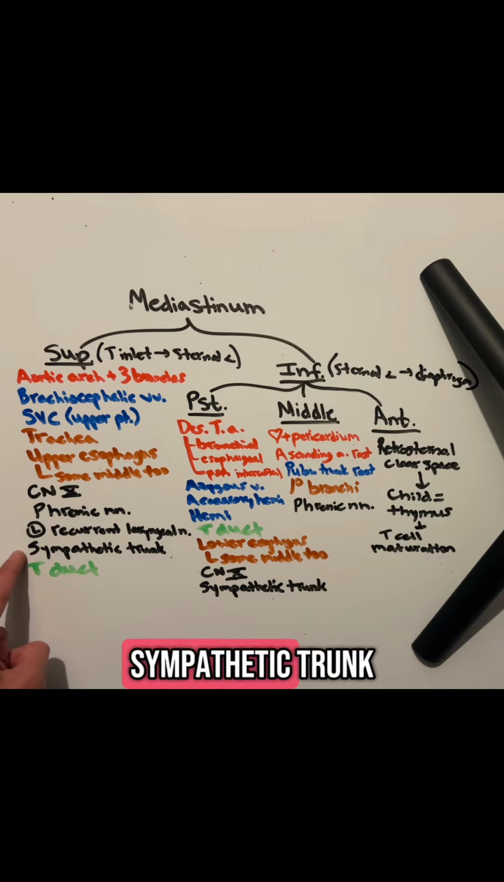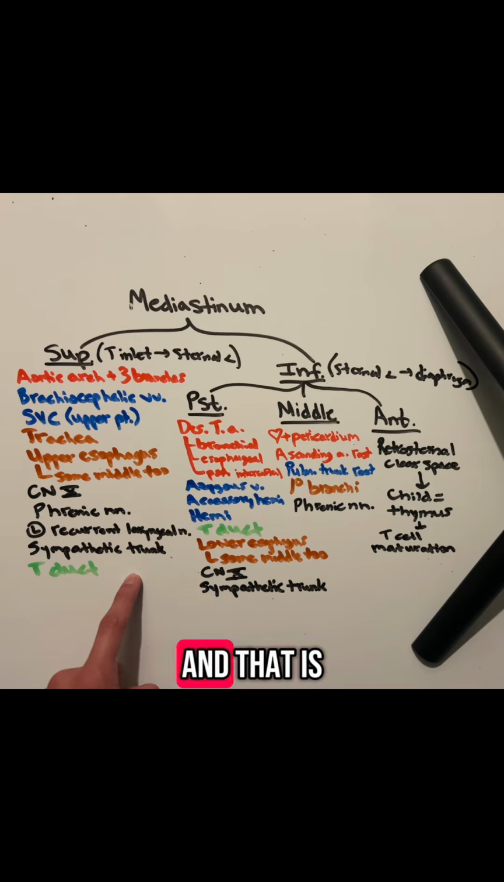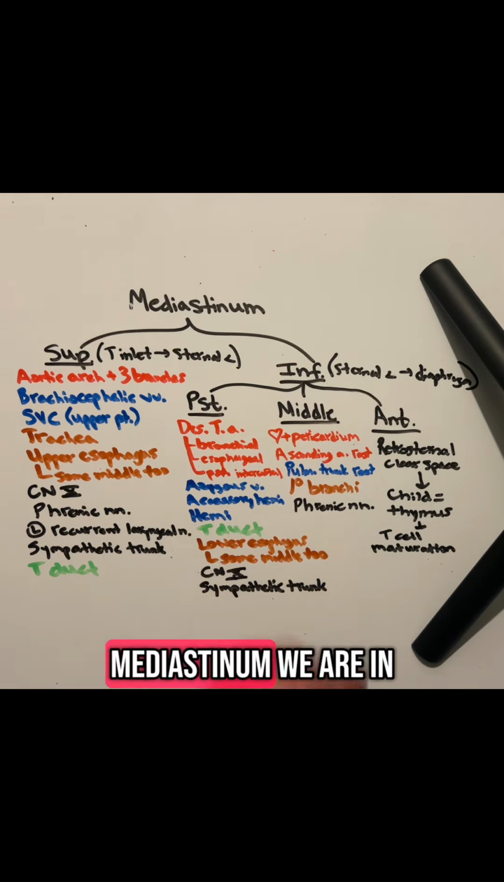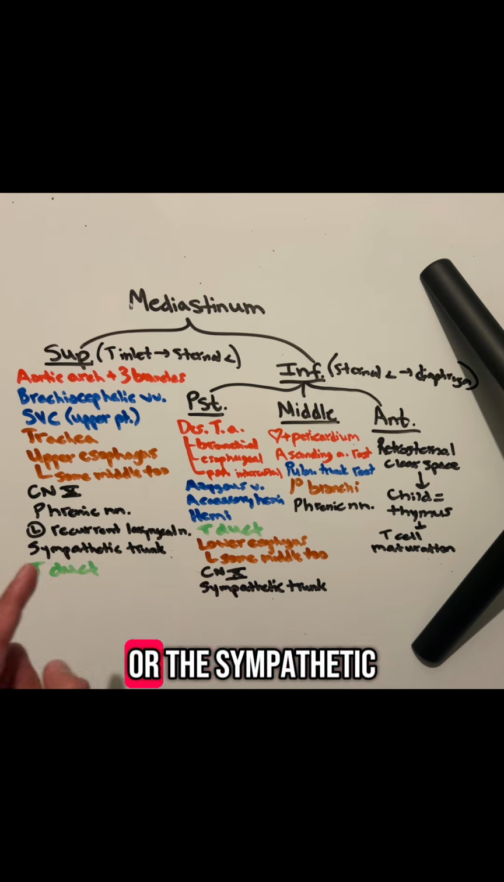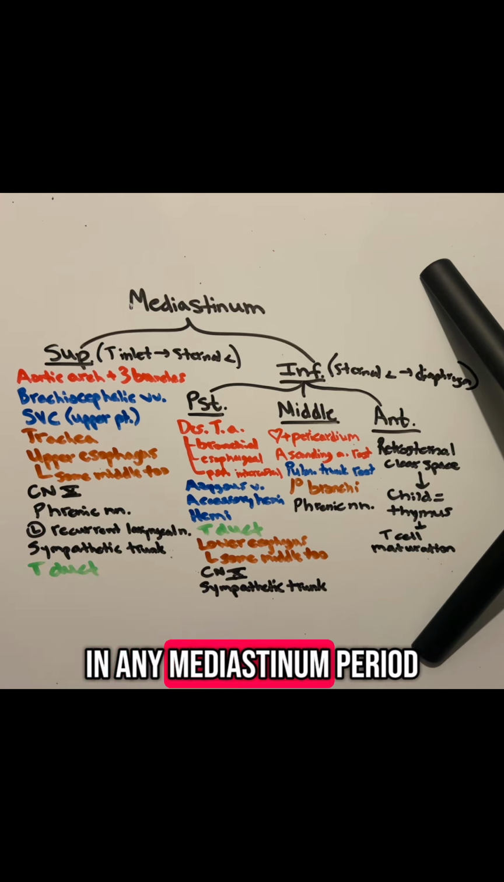It's important to note that the sympathetic trunk is the most lateral structure in the mediastinum, and that does not depend on which portion of the mediastinum we are in. The sympathetic trunk is the most lateral structure in any mediastinum, period.